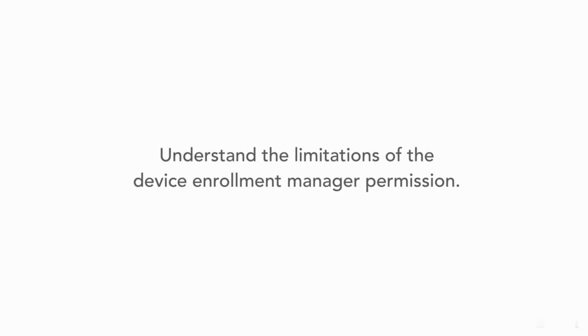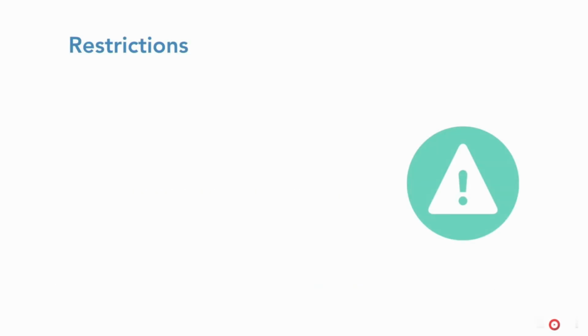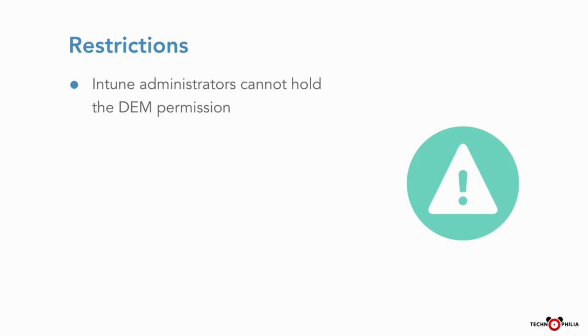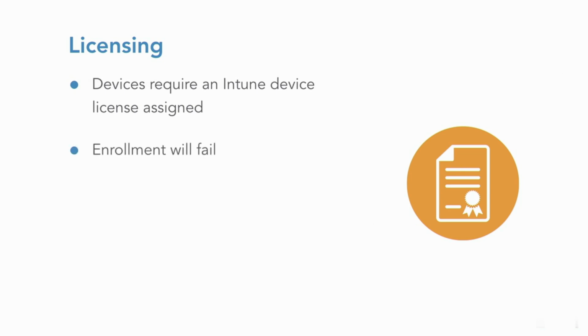There are not many things that can go wrong with the DEM permission, but there are some limitations that you need to know. The first thing which you need to be aware of is that this permission cannot be an Intune administrator, and you're only allowed to grant the DEM permission to 25 users per tenant. You won't allocate users during the bulk enrollment process. However, when using the DEM, you need to remember that each device will require an Intune or EMS license. Otherwise, the deployment will fail.